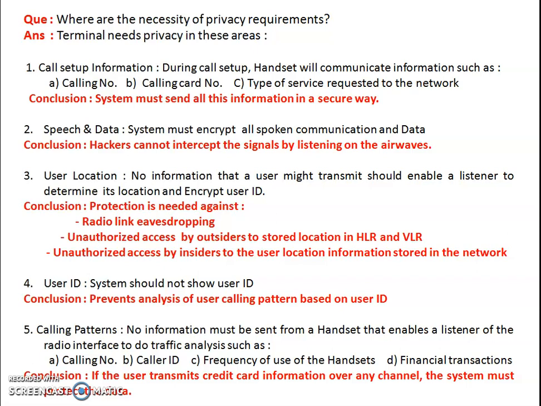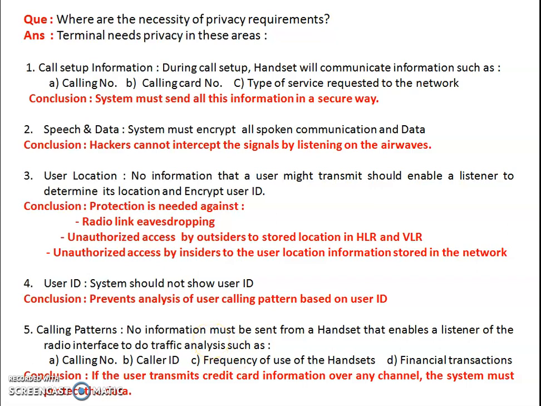The second point is speech and data. The system must encrypt all spoken communication and data. Why? The conclusion is that hackers cannot intercept the signal by listening on the airwaves. User location: all information that a user might transmit should not enable a listener to determine the location, and the user ID should be encrypted.